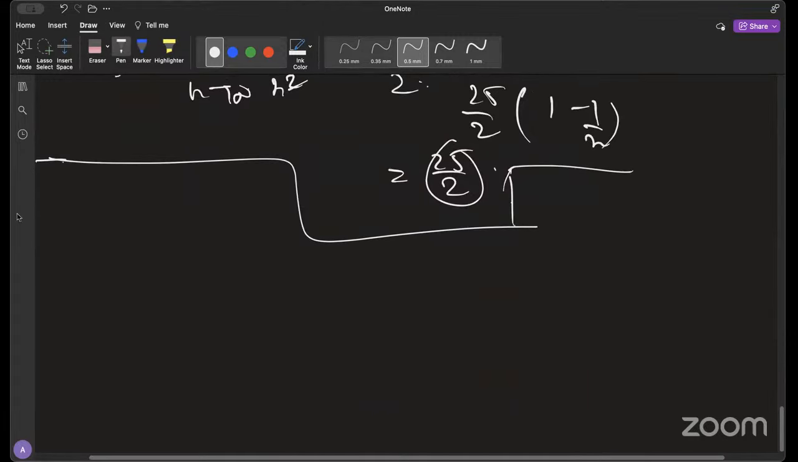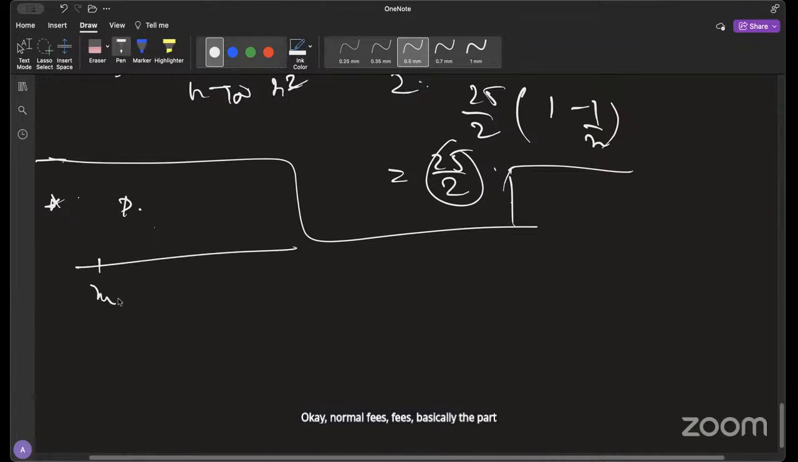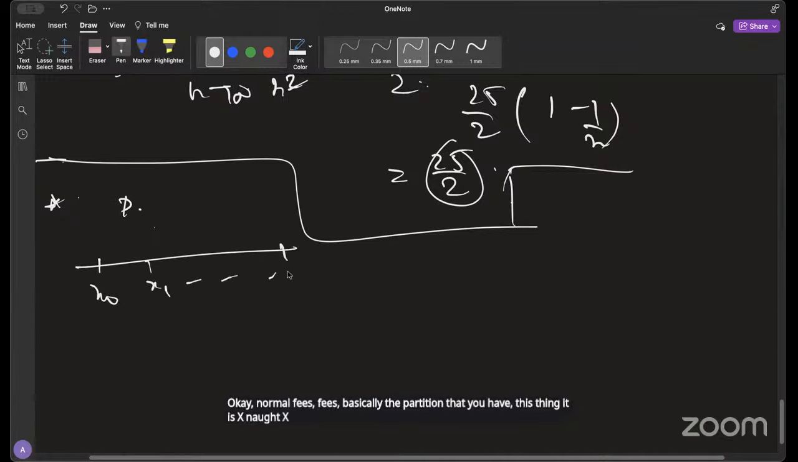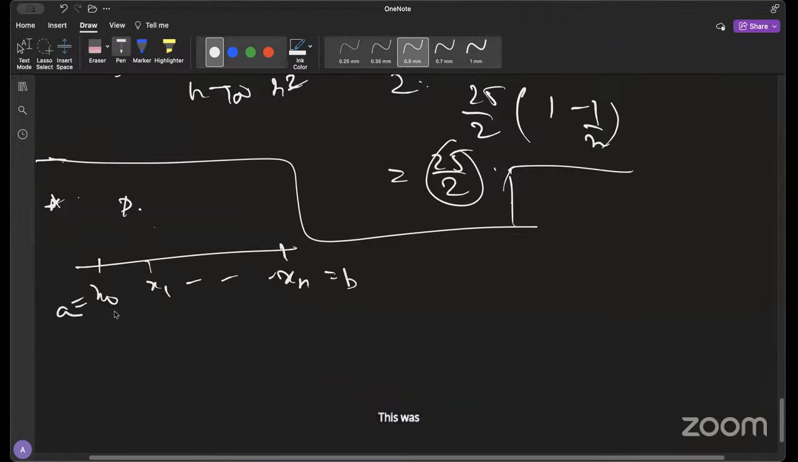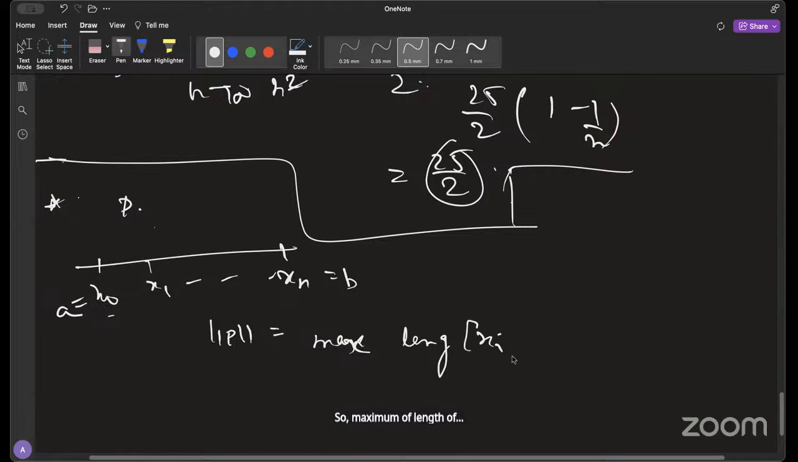Ma'am, there was something called norm of P. Can you please explain that? Okay, norm of P is basically about the partition that you have. This thing is x0, x1, and so on, xn. If you say this was A, this was B, this was an interval A to B, and this is your partition. So your norm of P is basically the maximum of the length of these intervals. So maximum of length of xi to xi minus 1.